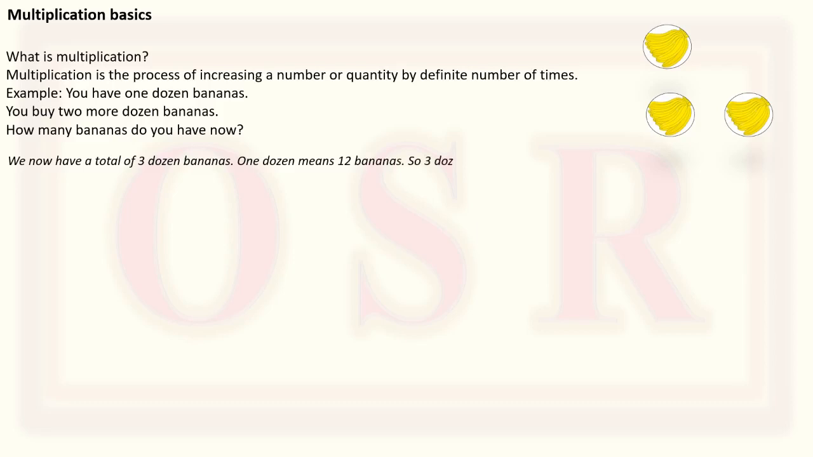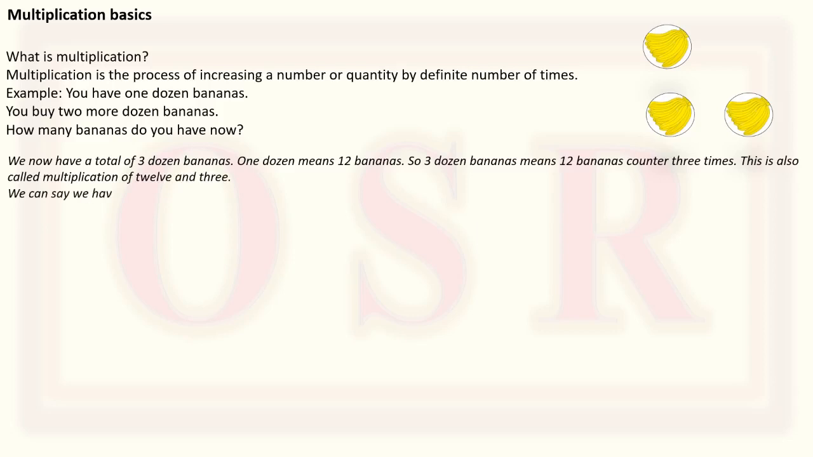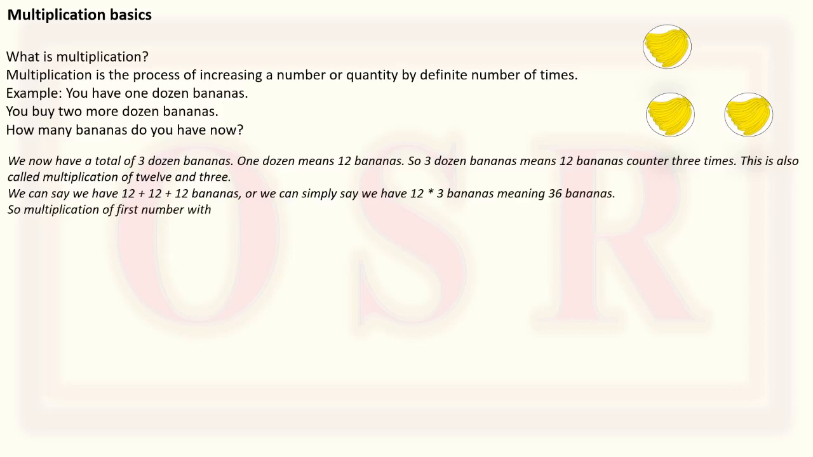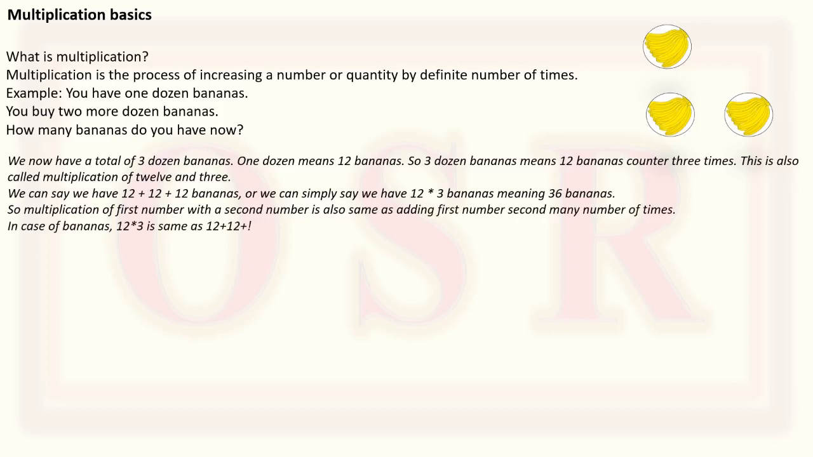1 dozen means 12 bananas. So 3 dozen means 12 bananas counted 3 times. This is also called multiplication of 12 and 3. We can say we have 12 plus 12 plus 12 bananas, or we can simply say we have 12 into 3 bananas, meaning 36 bananas. So multiplication of first number with a second number is also same as adding first number second number of times. In case of bananas, 12 into 3 is same as 12 plus 12 plus 12. So either way we get a total of 36 bananas.